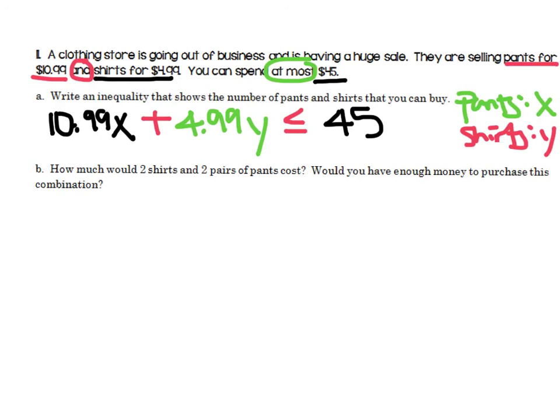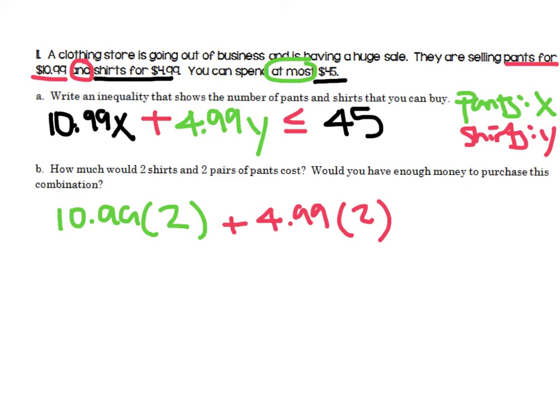Okay, so question 2. How much would 2 shirts and 2 pairs of pants cost? Well, that's easy for us to figure out. We know that the pants are $10.99 and we want to buy 2 of them. Plus, the shirts are $4.99 and we also want to buy 2 of them. So let's see what we get, and the question is, will we have enough money to buy this? So go ahead and work this out on your own.